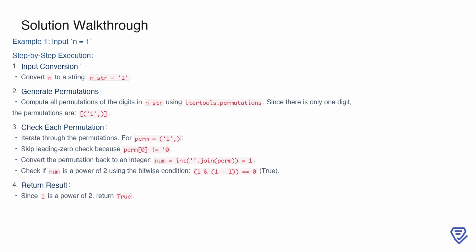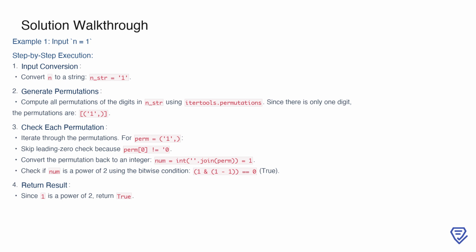To solve the problem, we start with the input n equals 1. First, we convert the integer n into a string, giving us n_str equals 1. This makes it easier to work with its digits. Next, we calculate all the permutations of the digits in n_str using the itertools.permutations function. Since there's only one digit in this case, the only possible permutation is 1.